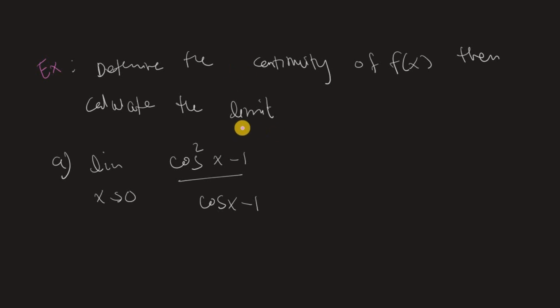We have to determine the continuity of this function, and then we have to evaluate the limit. So first we have to write the continuity of the function, and then evaluate the limit. For the continuity, you know that for the cosine of x, the continuity is basically all real numbers, right?